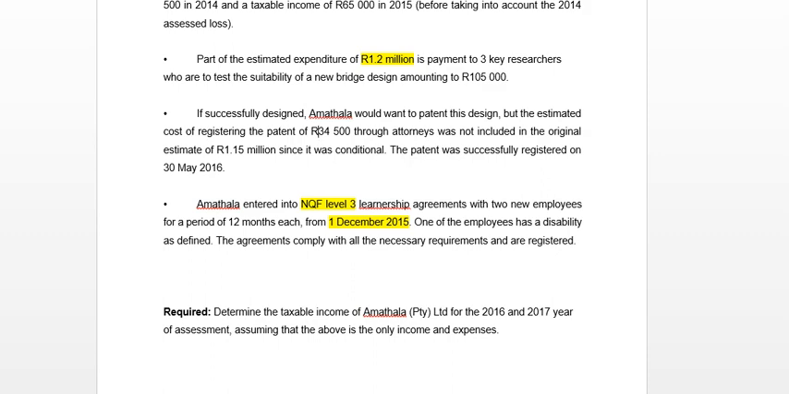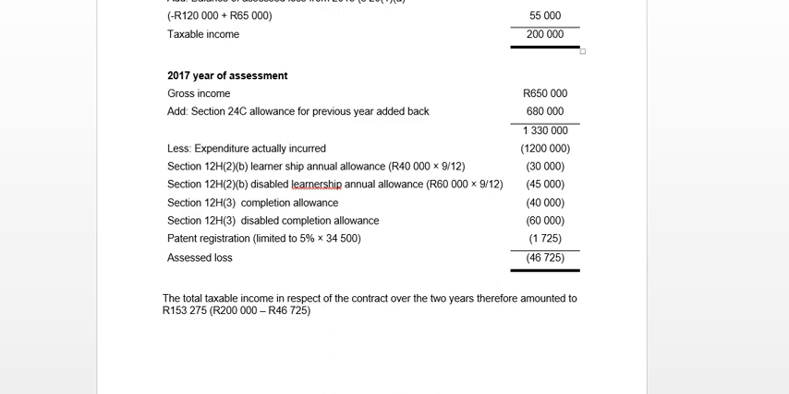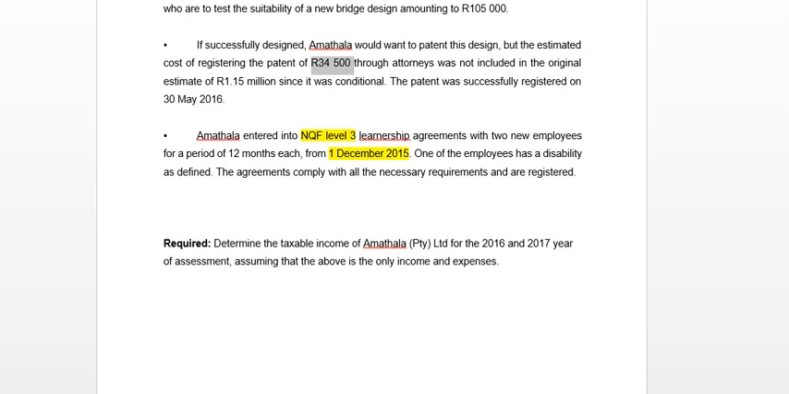But remember, for any patents, you may only include, if the amount is more than 5,000 Rand, only 5% of the total value. So only 5% of this 34,500. So the patent registration is limited to 5% of 34,500. So our deduction is 1,725 Rand.